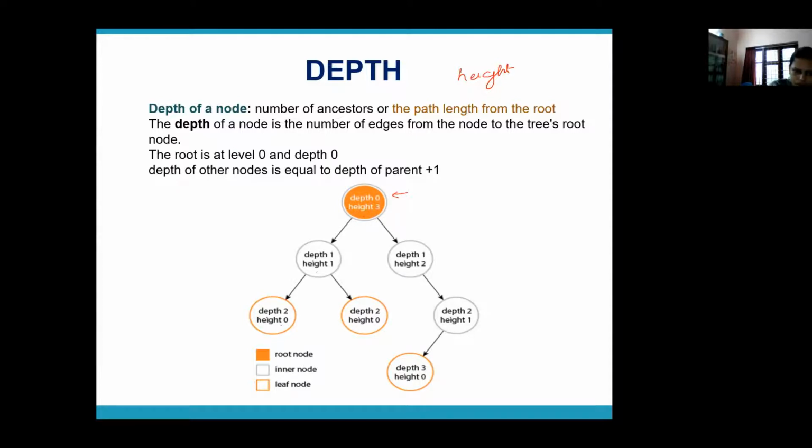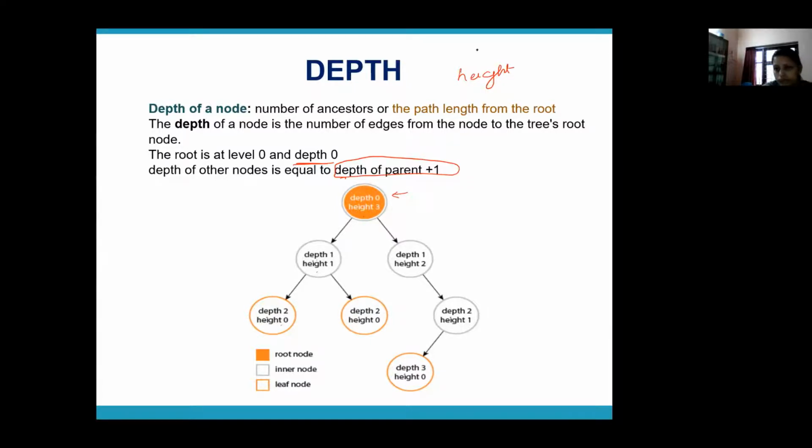So you have to note that the root will always be at depth 0. Okay. The root node will always have a depth of 0, and the depth of all other nodes will be equal to the depth of the parent plus 1. So if you consider the depth of this node, the depth of the parent is 0, plus 1 will be the depth of this node, right? When you consider this node, its parent's depth is 1, so 1 plus 1 is 2. So the depth of a node can be determined using this formula: depth of parent plus 1.